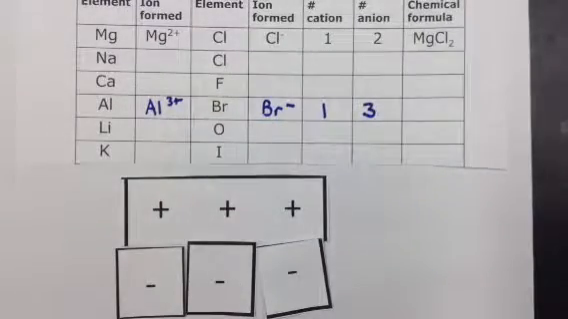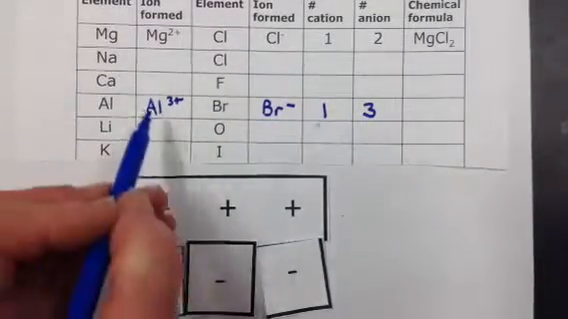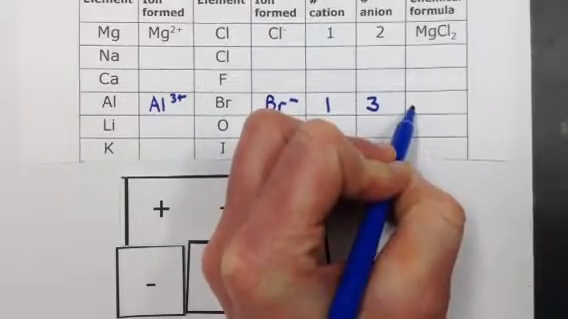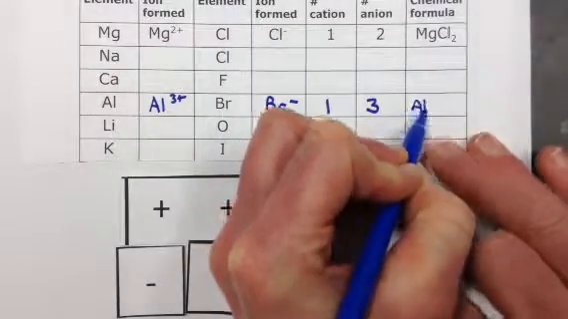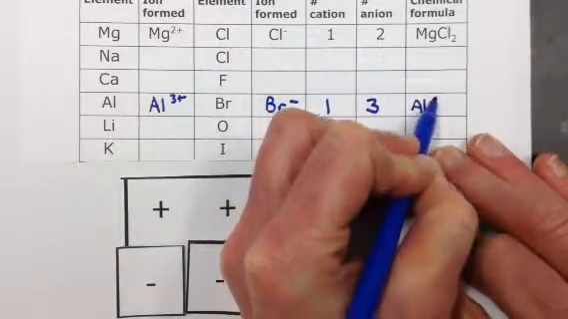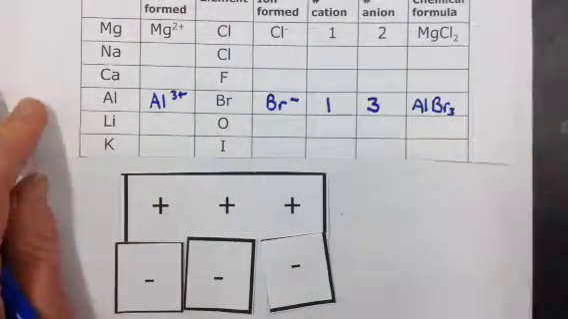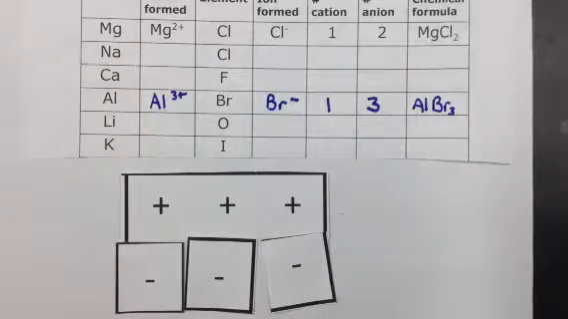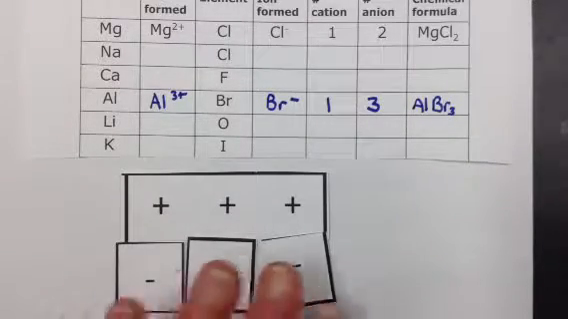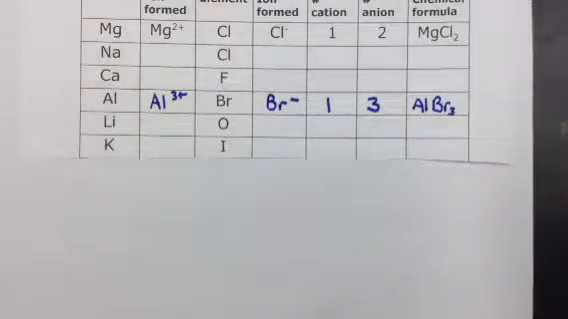So now that's what we use to write the formula. 1 cation, which is the aluminum, and 3 of the bromines. Aluminum bromide, AlBr3. And that's how you do that. Let's take a look at one more.